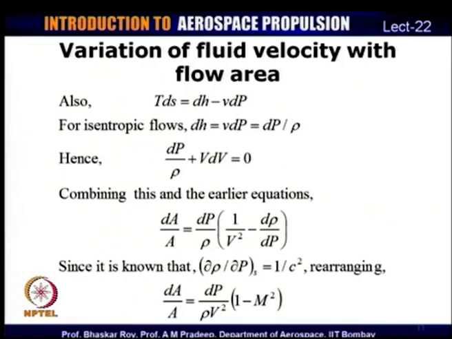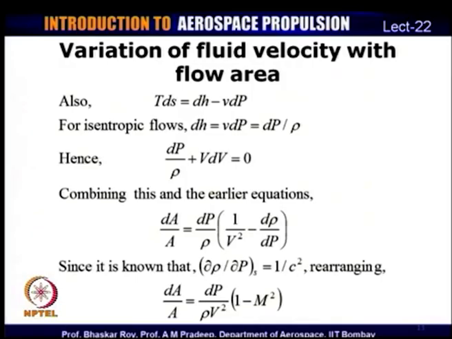is equal to 0. So, if we combine this equation with the mass balance equation and simplify, we get dA by A is equal to dP by rho multiplied by 1 by V square minus d rho by dP. Now, it is also known that the ratio d rho by dP for constant entropy is equal to 1 by C square. So, if we apply this principle, we get dA by A is equal to dP by rho V square into 1 minus M square.